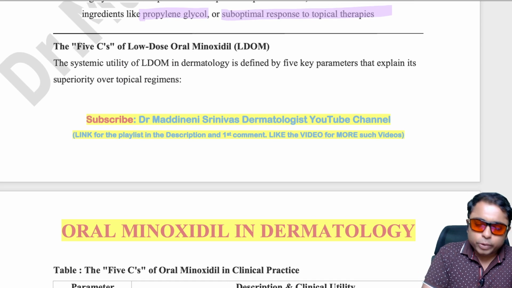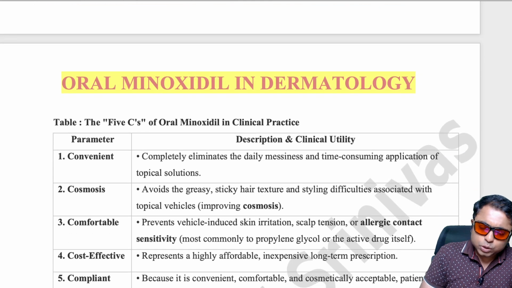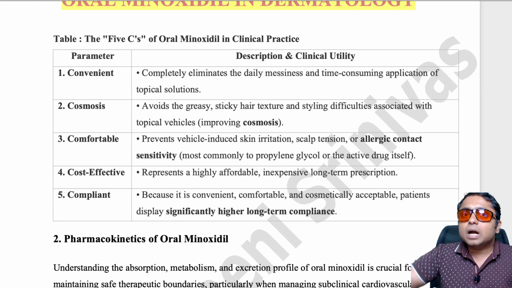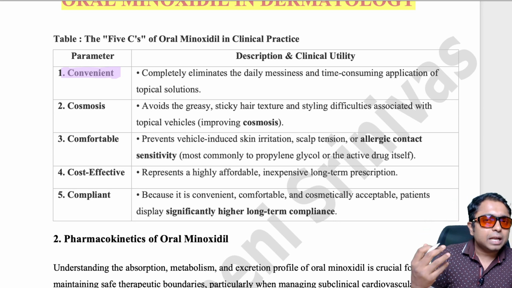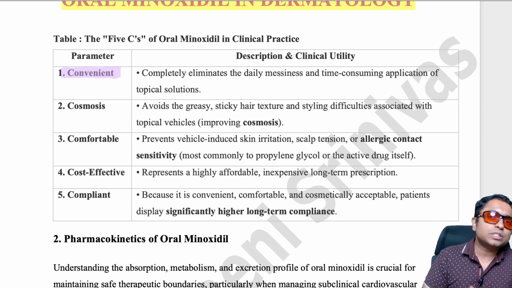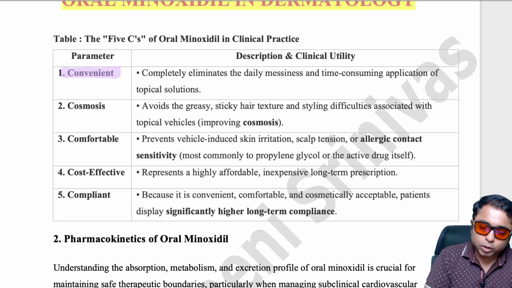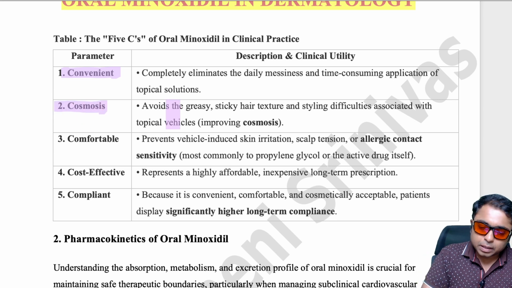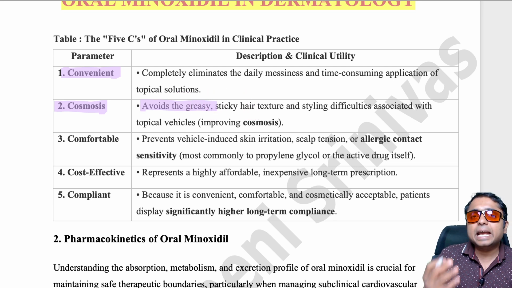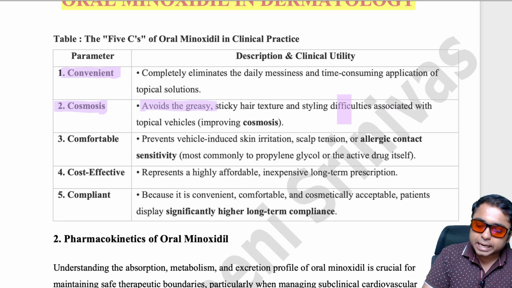And you should also be knowing the 5 C's associated with low dose oral minoxidil. So what are those? It is very convenient for the patient to use this oral formulation, because there is no hassle and there is no headache of messiness of application of the topical formulation of minoxidil. And also cosmetically it is very favorable, that is it avoids greasy sticky hair texture, because of which hair styling may be a little bit difficult with topical formulation.